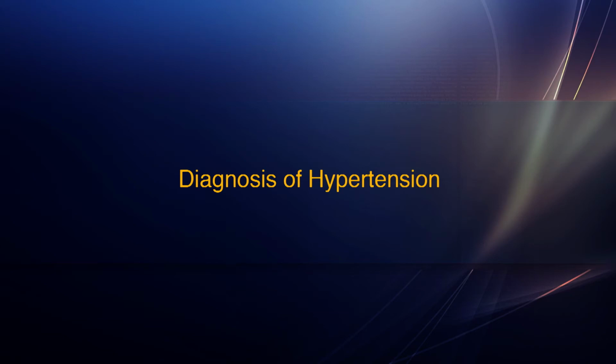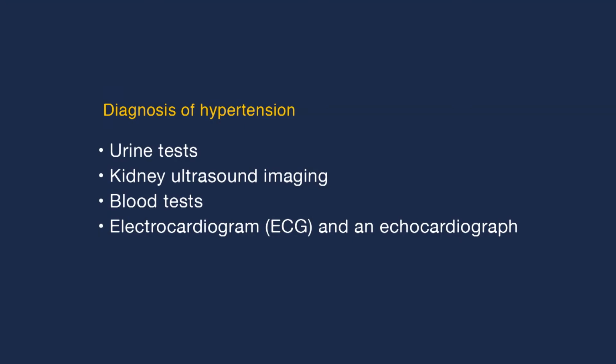Diagnosis of hypertension. Diagnosis of hypertension is made by measuring blood pressure over the last 3 clinic visits using the upper arm cuff device called the sphygmomanometer. The doctor will take a history and perform a physical examination before diagnosing hypertension. Some additional tests can help identify the cause of high blood pressure and determine any complications. These tests include urine tests, kidney ultrasound imaging, blood tests, electrocardiogram or ECG, and an echocardiograph.